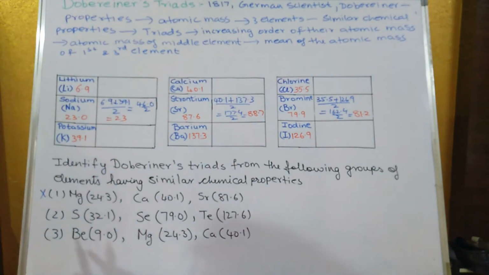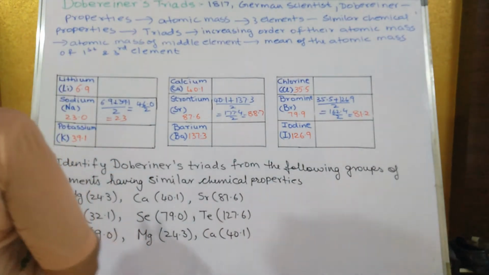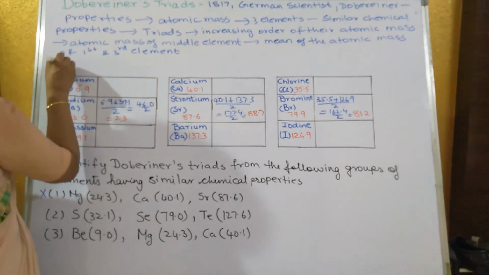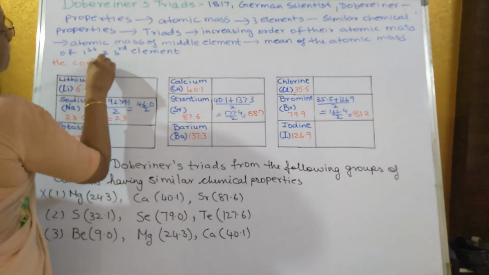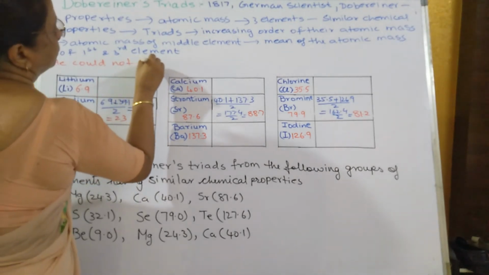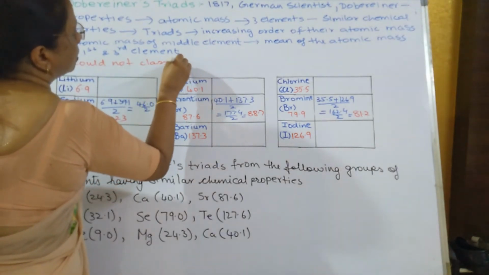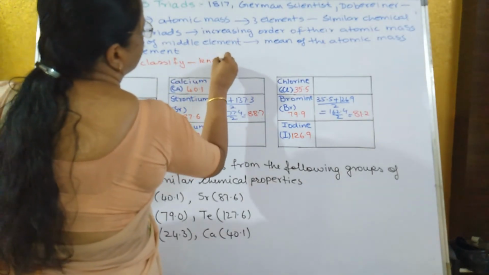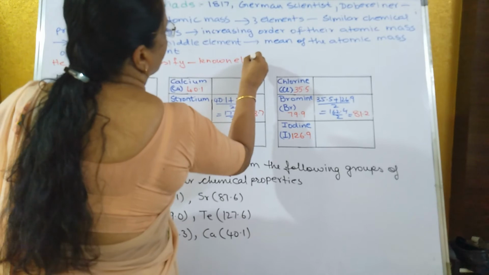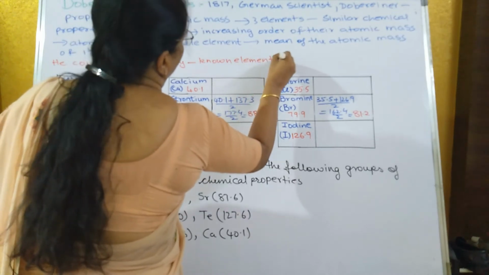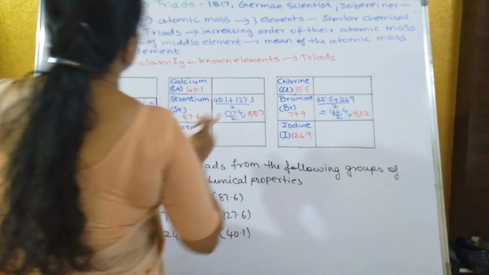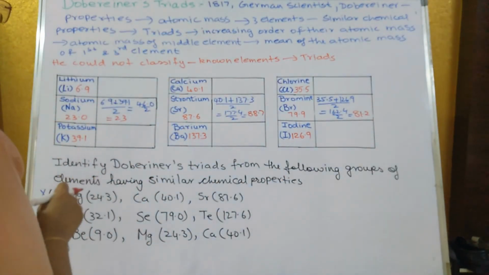But Dobereiner's triad had one disadvantage. What was that disadvantage? He could not classify all the known elements into triads. So all were not following this rule. Some of the elements followed this rule, but some of them didn't follow.